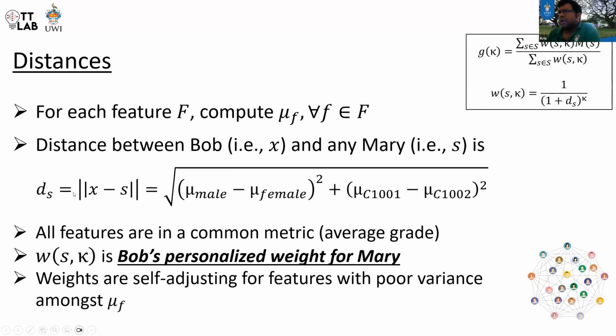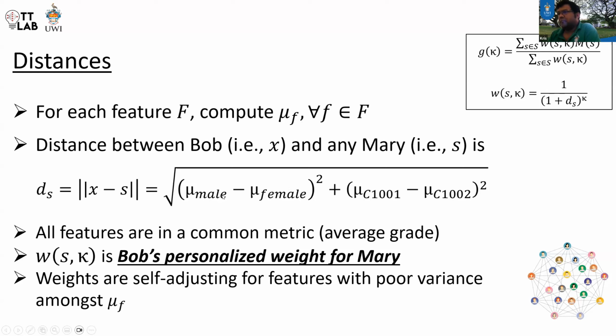All right, so how would you compute this distance? Well, we're basically converting it into the mean mark space. What does that mean? For example, you have an attribute, gender, right? We say, okay, what is the mean of all males in terms of their marks? What is the mean of all females? That will be mu male, mu female. So if I'm male and comparing with a female, I'll take the difference of those.